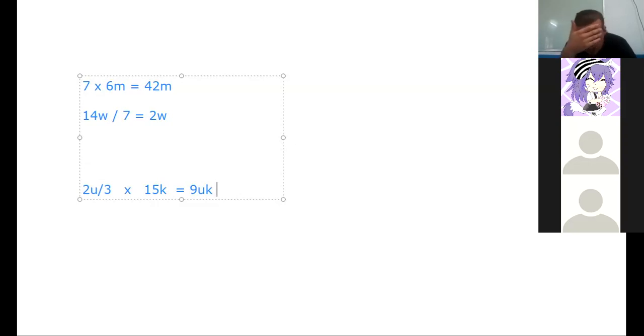Teacher, how can we divide this one, the one that I circled? Which one? 2u and 3. 2 divided by 3. Yes. We just have to use a calculator, I guess. I don't have my teacher's book with me, otherwise I'd be able to see.